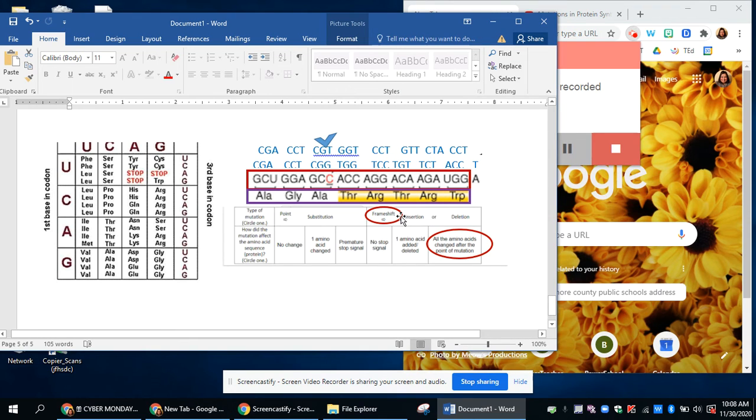Notice that this frame shift was actually a result of an insertion of a letter. Sometimes a frame shift can also be a result of a letter being deleted, and so all of them get moved up one. So those are pretty much all of your options that you may have on today's activity, and hopefully this will help you become more familiar with not only how to look up codons in the codon table, but also what to do if there's a mutation.